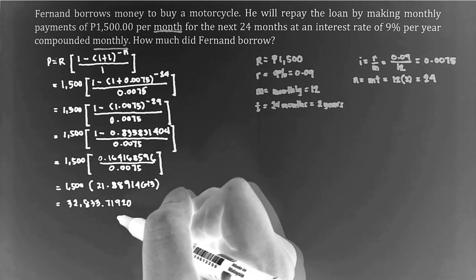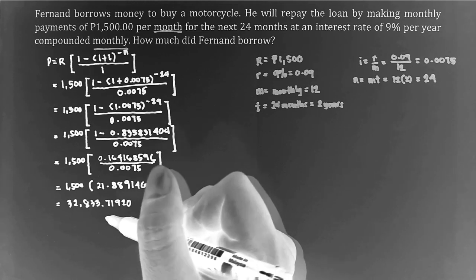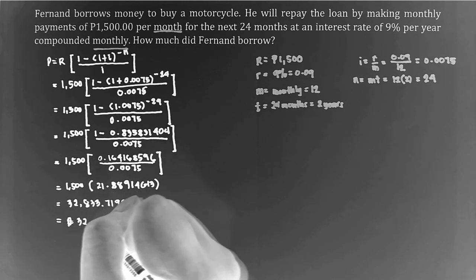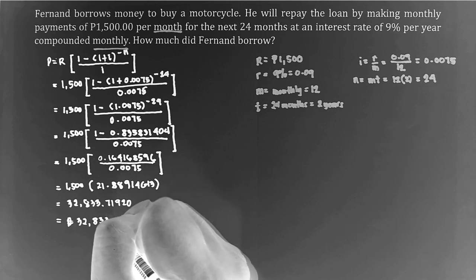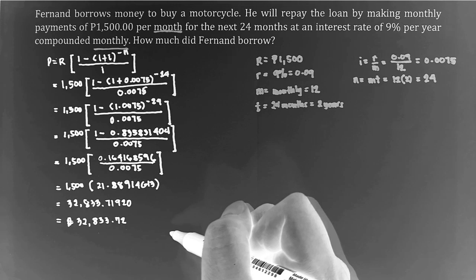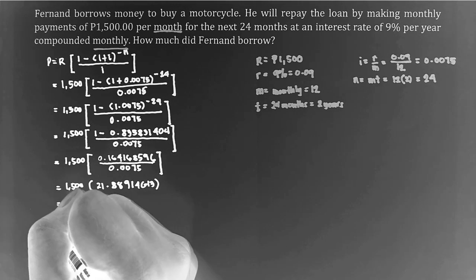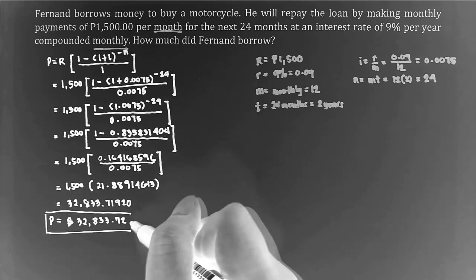32,833.71920. So, meaning to say, ang amount na hiniram ni Fernand ay approximately 32,833.72, or pwede nating sabihin na yung kanyang hiniram is approximately 32,834 pesos. So this is now our final answer.